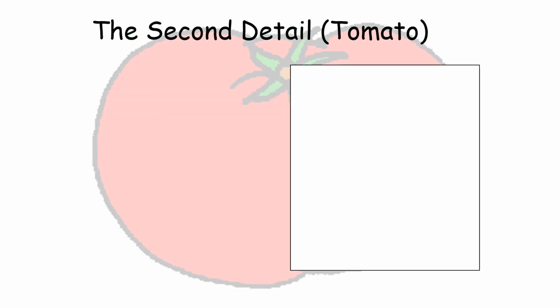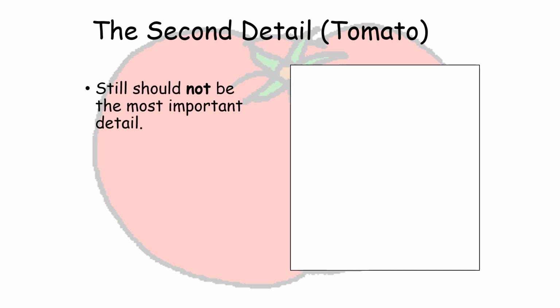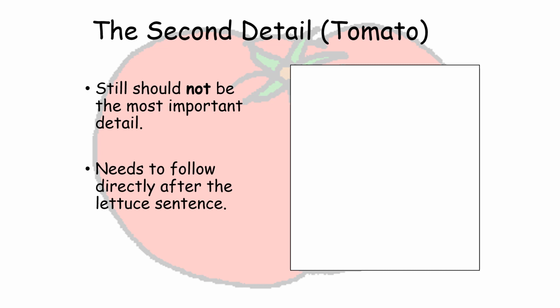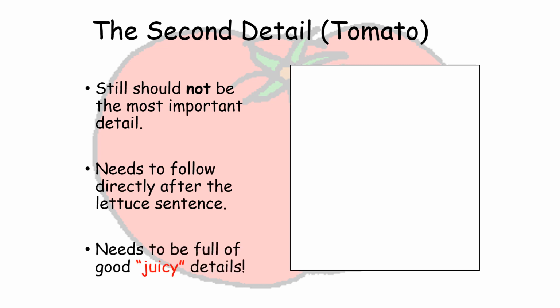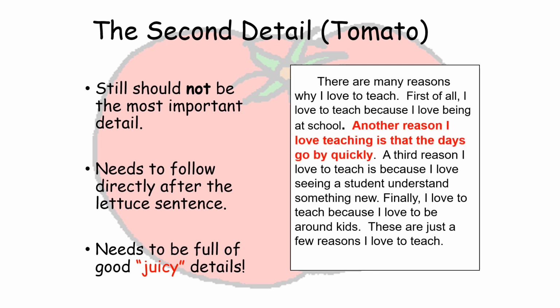Next, the second detail, or the tomato. It still should not be the most important detail. So we keep the most important details for the very last. It needs to follow directly after the last sentence and needs to be full of good juicy details. An example will be like this: another reason I love teaching is that the days go by quickly. That can be the second detail.